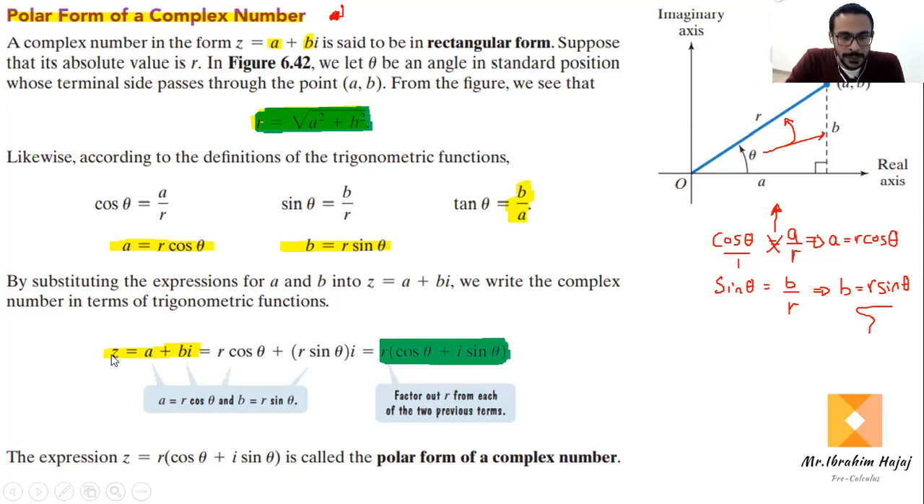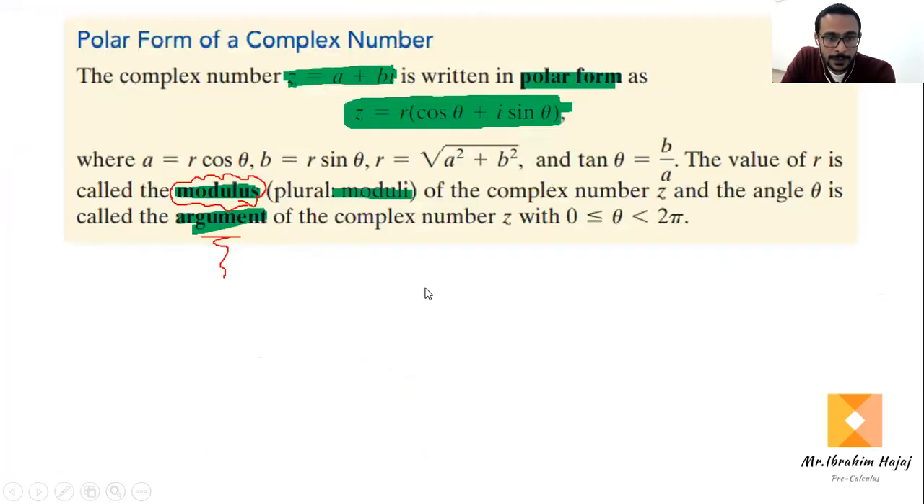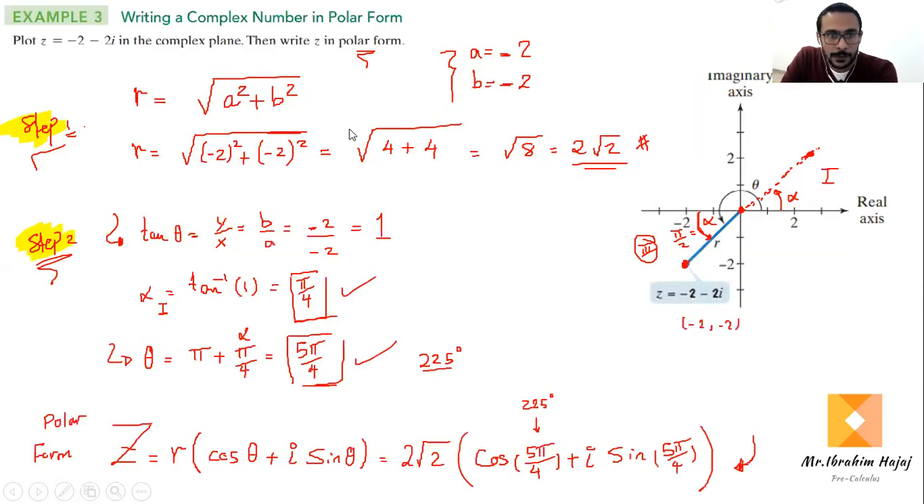So when you would like to write z, which is a complex number, in polar form, you should replace the a and the b by their original values, r cosine theta and r sine theta, and simply we say z equals r cosine theta plus i sine theta in polar form, such that r, the square root of a squared plus b squared, is the modulus, and the argument is the theta, which is b over a. We did here this example 3.